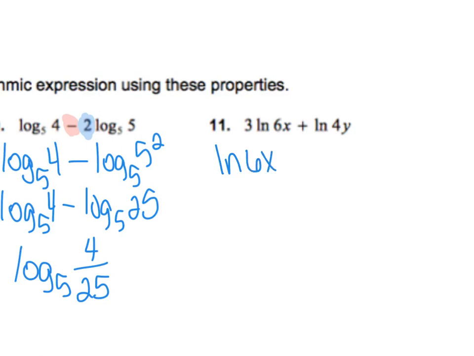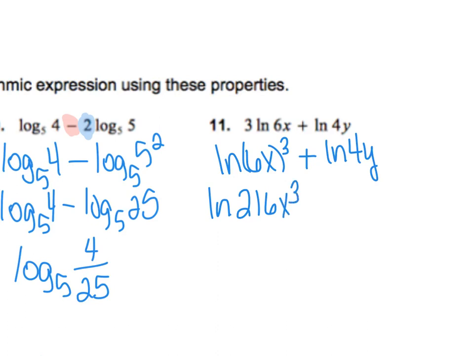And again, since it was out in front of the natural log of 6x, that means that is being applied to both the 6 and the x, plus the natural log of 4 times y. We're going to go one step at a time here. So if you have the natural log of 6x to the third, that third power is being applied to both the 6 and the x. So you'd have the natural log of 216, because 6 to the third power is 216, x to the third. So this, 6x to the third, when I applied that third power to both of them, gave me 216 x to the third, plus the natural log of 4 times y.